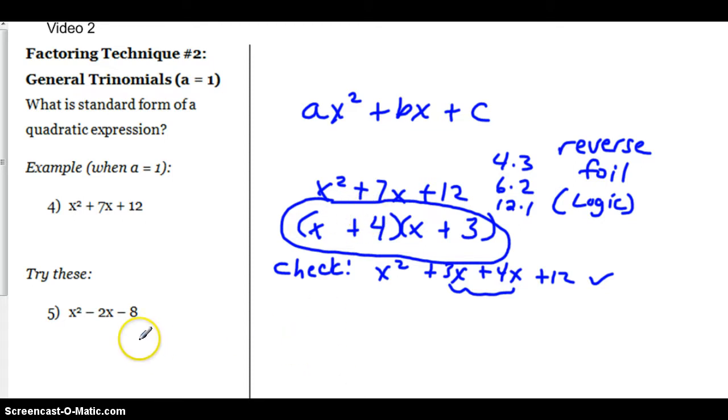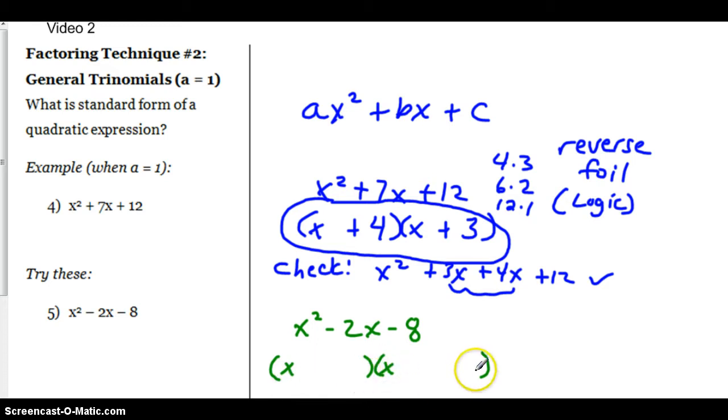Our second one here, we have negative signs. So we have to think about what that would mean. And again, I'm going to stay with this method of reverse FOIL and logic. That's one way to do it. There's a second way I'll show you in a minute. But our first terms we want to look at first. What times what is x squared? And that can only be x times x.